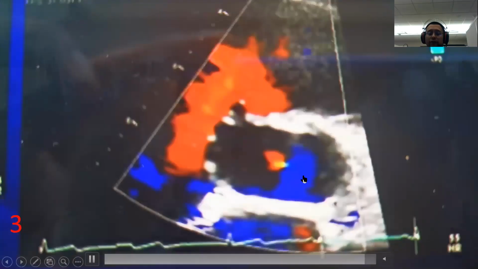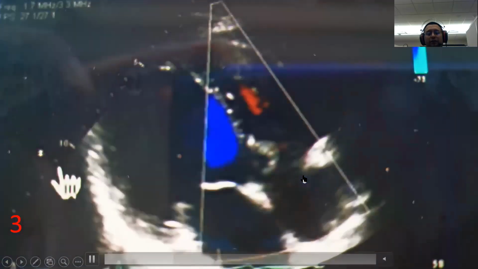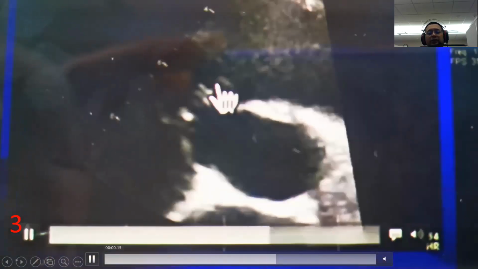But there's something there, right? There's some abnormal structure there, right? What do you think that is? No abnormal structure? Okay, let's go to the other side. Good. Sarah, what do you think now? So this is a short axis view.